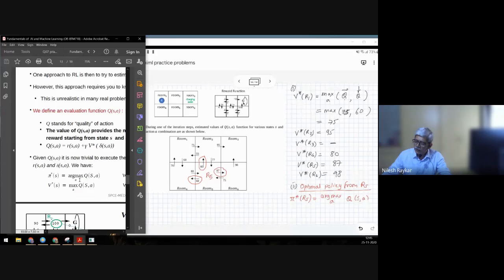So there are the different states. Among this, you have to decide. In this case, I'll just write it here: R max A. We have got three actions there. The first action is going to the left, which is 60. The second action is going to the top, which is 85. And the third is 87, going to the right.